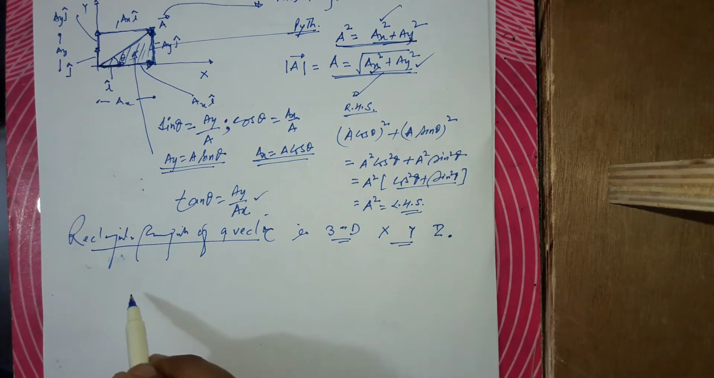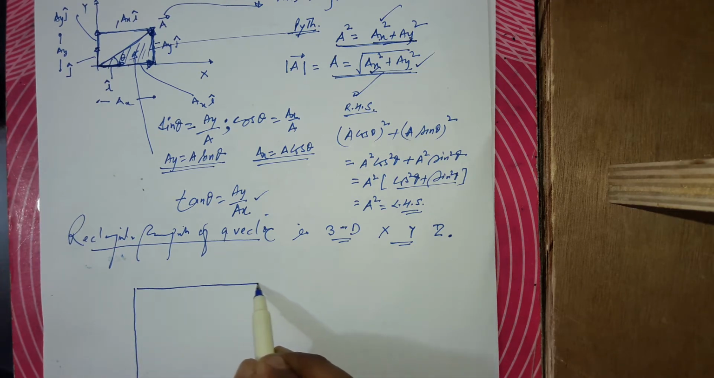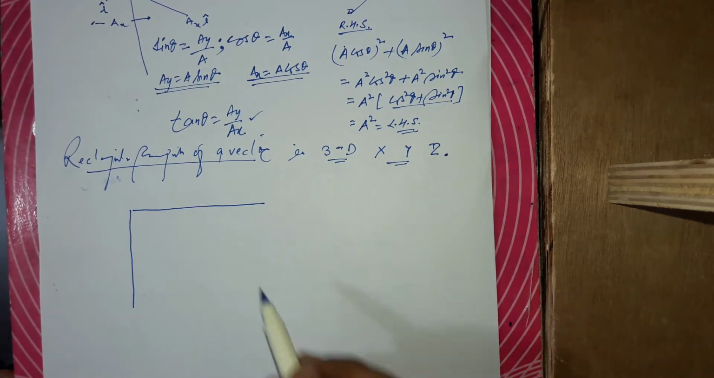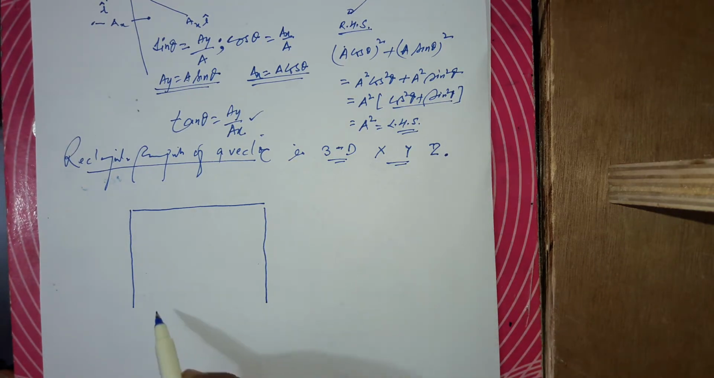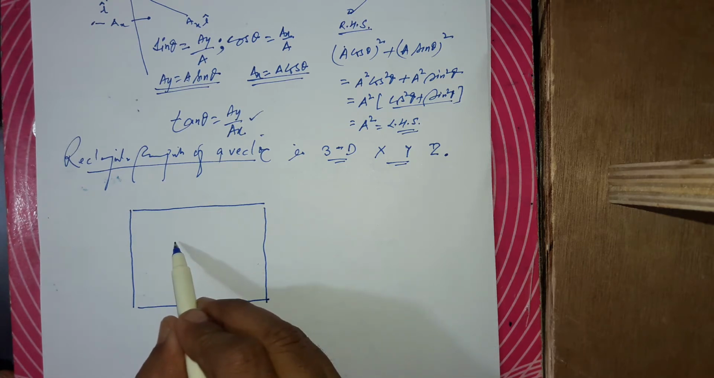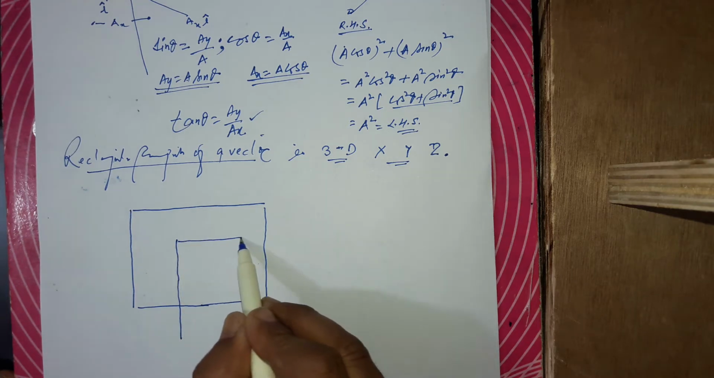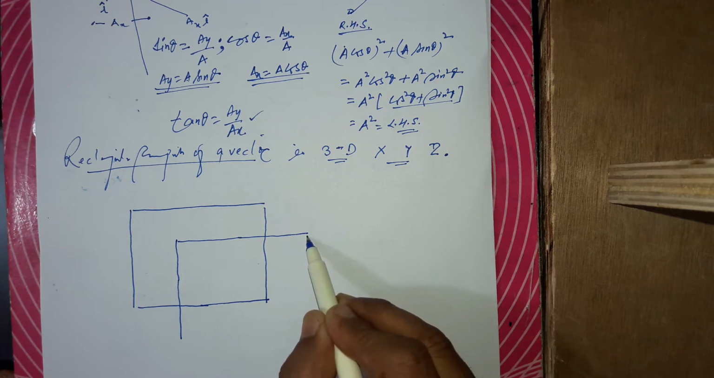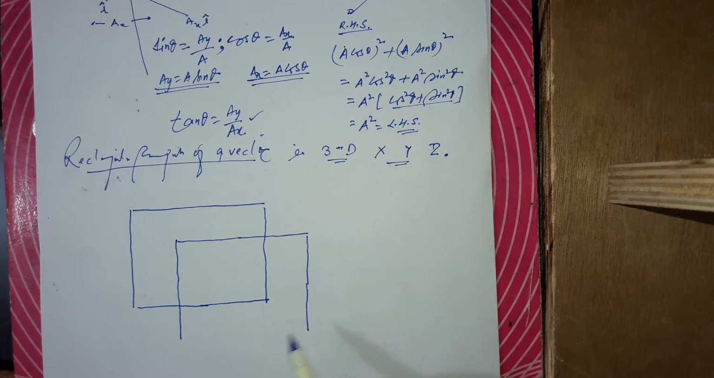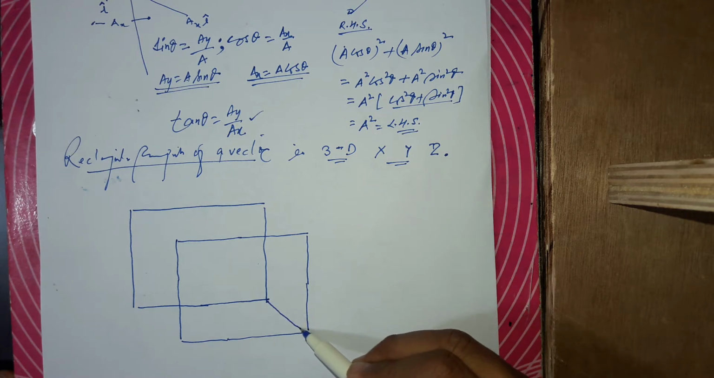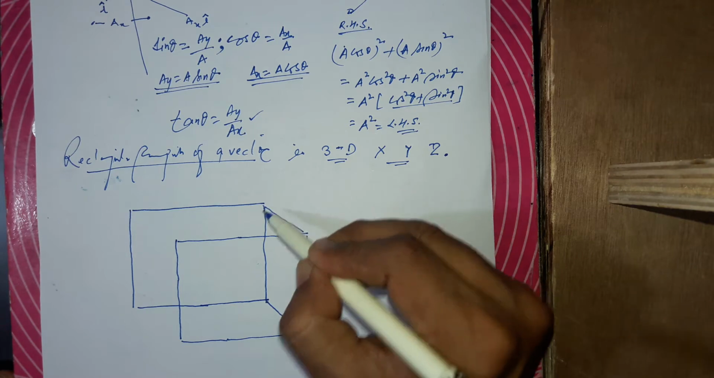Let here I am considering a cube. Like this is a square, constructing another square like this. Connect these. So simple.